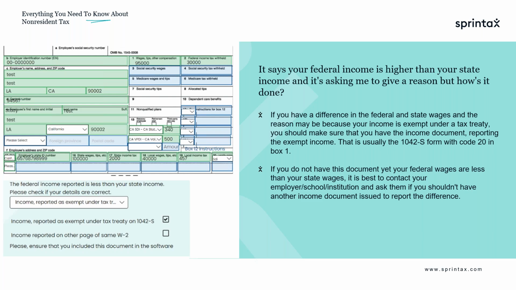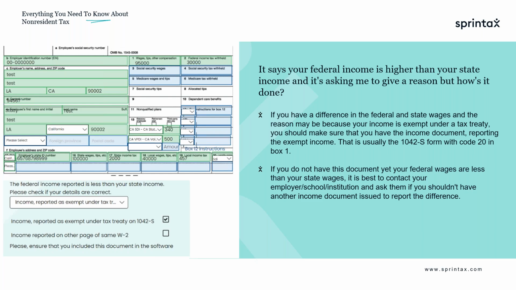So there could be a couple of reasons for this. The first might be that you have income reported under a tax treaty. So for example, if you were working on campus or you were receiving wages and you were tax treaty eligible, if you claimed that tax treaty, the tax treaty portion of your income would be reported on a 1042-S, while anything outside of your tax treaty would be reported on a W-2. So where that's the case, it would usually be income code 20 in box 1.